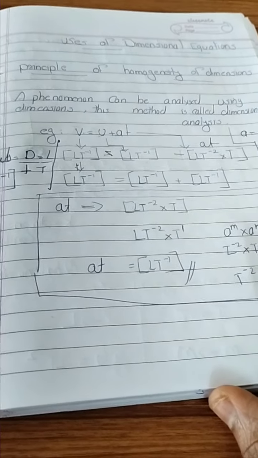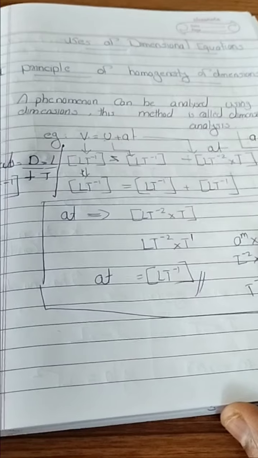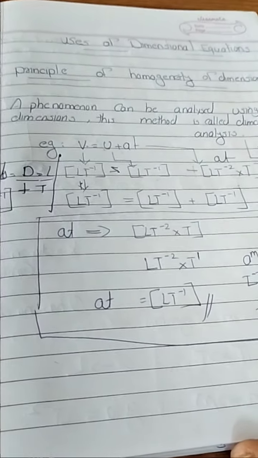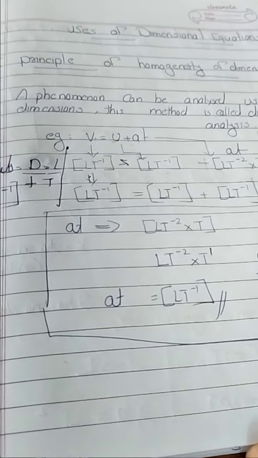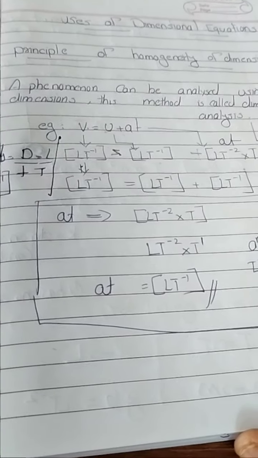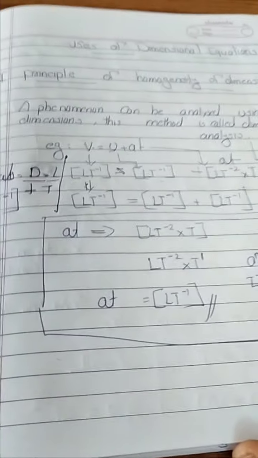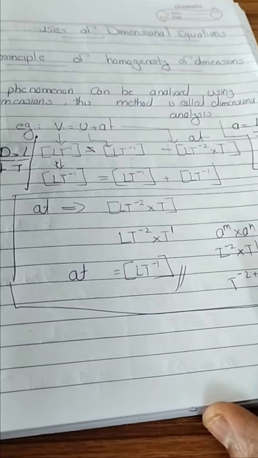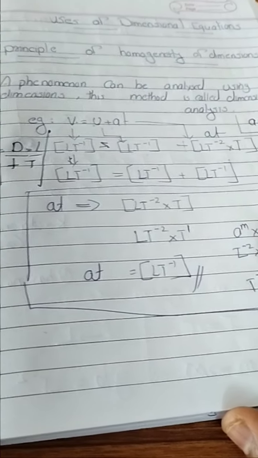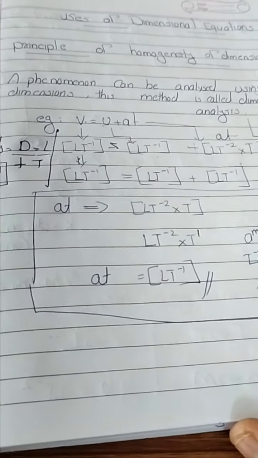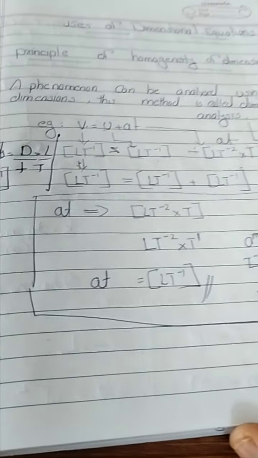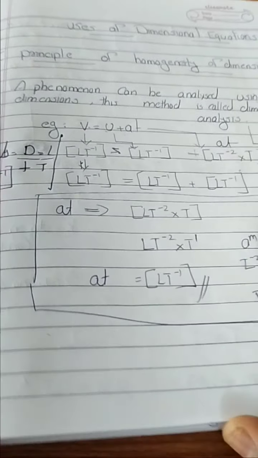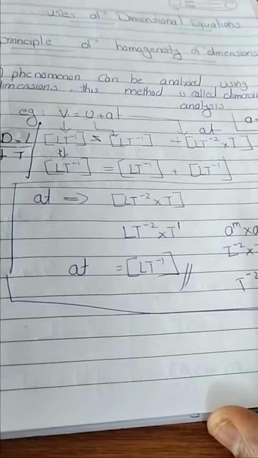What is homogeneity of dimensions? Considering an equation, all the terms of the equation having the same dimension expression, that is called a dimensional equation. A phenomenon can be analyzed using dimensions. This method is called dimensional analysis. After the dimensional analysis, if you find both sides of the equation are the same, that is called homogeneity of dimensions.